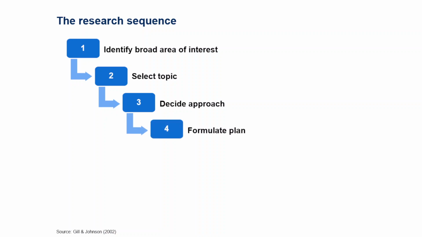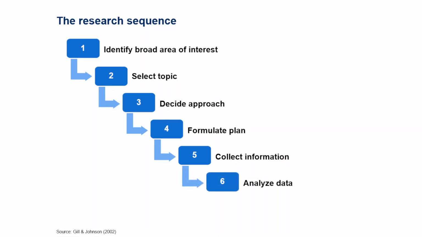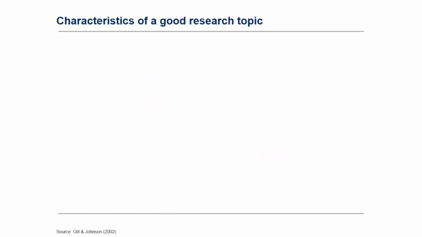In the 4th step, then we formulate the plan. And this is really important to lay out a timeline and a step-by-step process in order to get to our answer. Then we start collecting the information. Only then we start collecting the information, I should say, after we have really formulated a well laid out plan. Once we have collected the information, all the information is with us and complete, then we start to analyze the data and write up the paper and eventually present the findings. So these 7 steps are the research sequence.